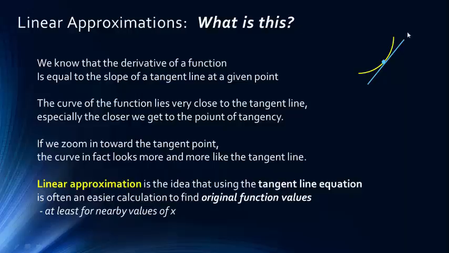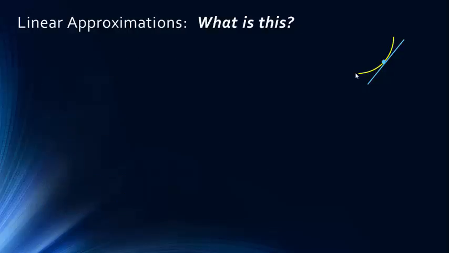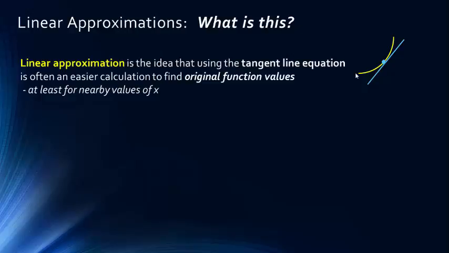So the linear approximation is the idea that if we use a linear equation, in this case the equation of the tangent line, we can probably find, within some reasonable error, accuracy values for the function close to that point. Again, because often a curve has some pretty yucky, excuse the term, exponentials or polynomials in it. So again, linear approximation is the idea that using the tangent line equation is an easier calculation to find original function values. Those are in yellow.